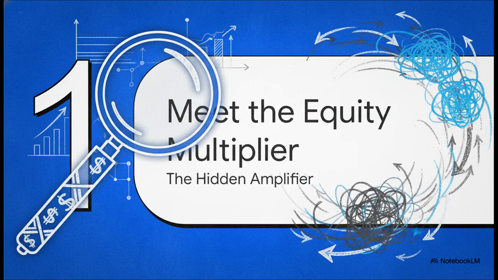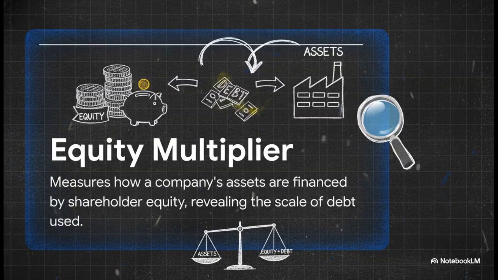To crack this puzzle, we need to pull out a special tool from our financial toolbox. It's called the equity multiplier, and its whole job is to shine a light on the hidden financial structure that can seriously amplify or even warp a company's real performance. So what is this thing? Well, put simply, the equity multiplier tells you how many dollars of stuff, assets, a company controls for every single dollar of its own money that's in the business.